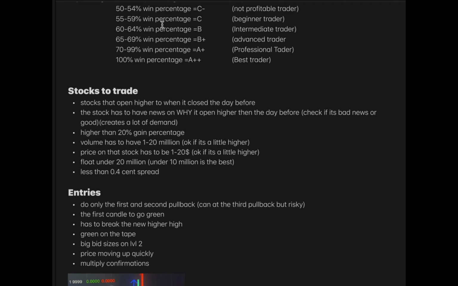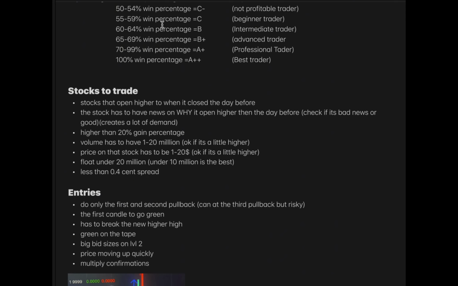And then we have the spread. I want it to be less than a 0.4 cent spread. So remember, on the level 2, you check that it has less than a 0.4 cent spread. Now this is important so that it can move up higher. All right. So now, if the stock you're looking at doesn't fit all the criteria, say only 5 out of 7, you can still trade that stock, but I recommend you be careful.